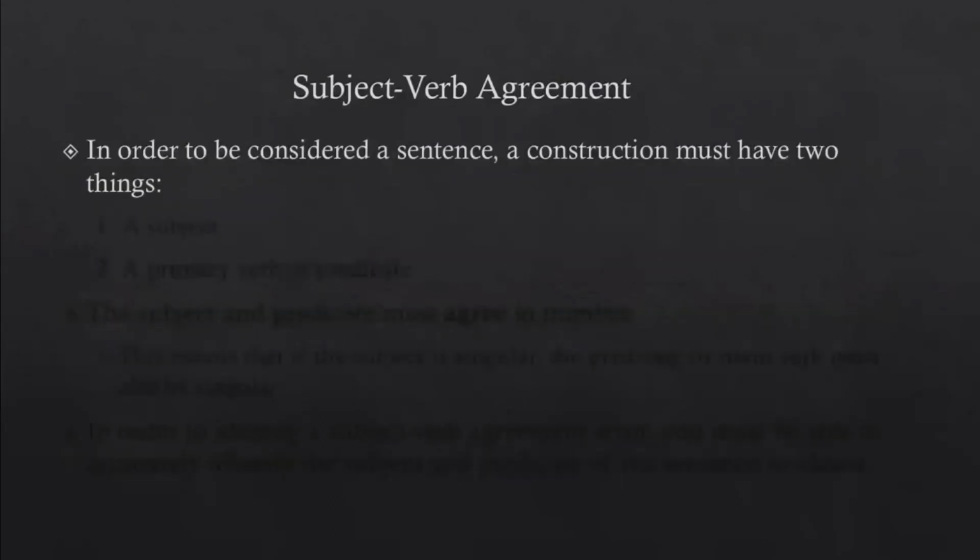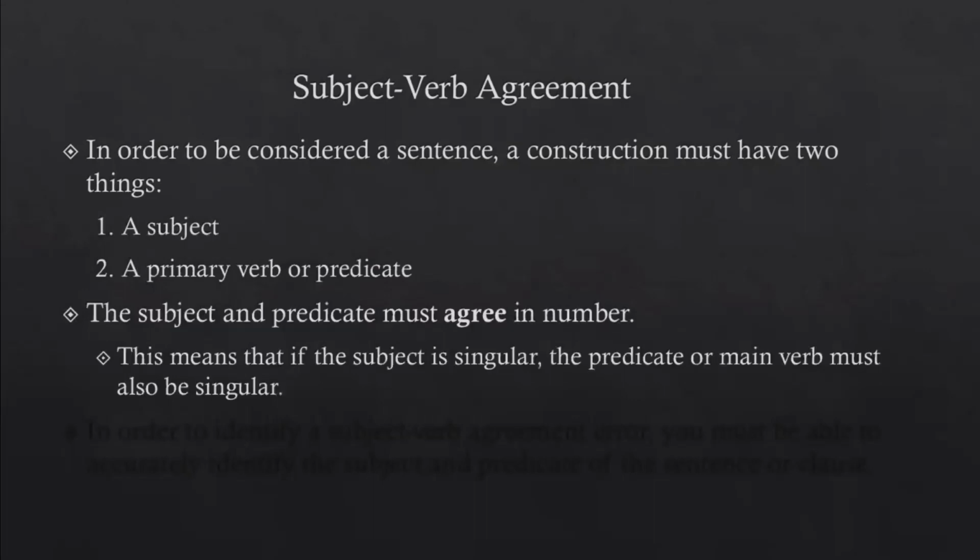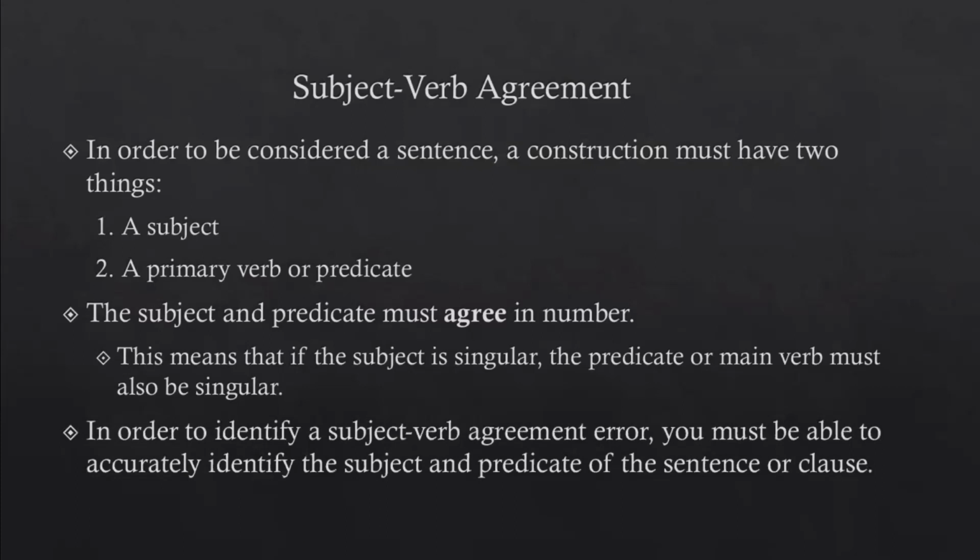All right, so let's talk about subject-verb agreement. As I've already mentioned, in order to be considered a sentence, a construction must have two things: a subject and a primary verb, or what we call the predicate. They must agree in number. This means that if the subject is singular, the predicate or main verb must also be singular. So in order to identify a subject-verb agreement error, you must be able to accurately identify the subject and predicate of the sentence or clause.